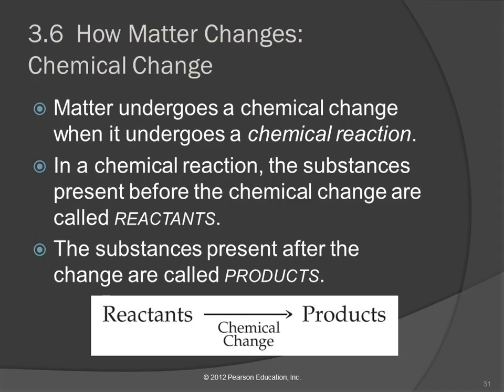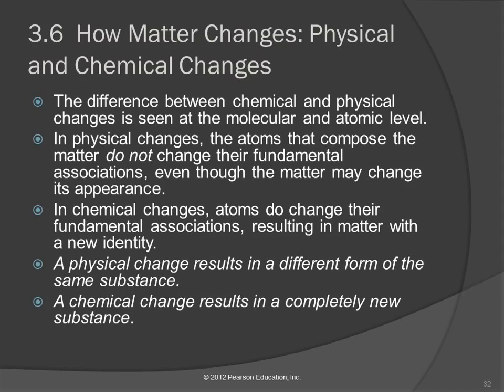And so when we draw a chemical equation, just like we read left to right, the reactants go on the left, and we have an arrow pointing to what they become, and those are the products. And this is a description of a chemical change. It's a chemical reaction.